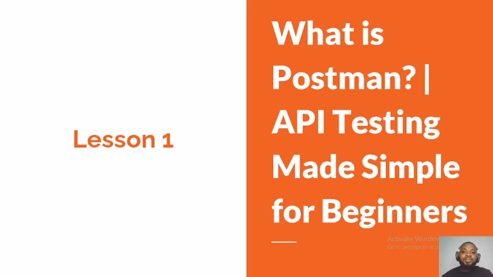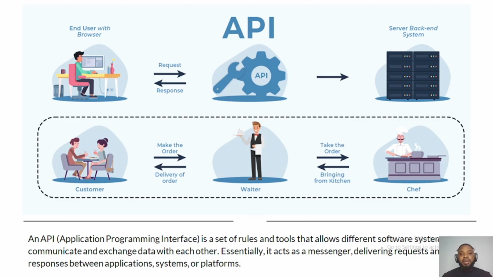Lesson 1. What is Postman? Or perhaps, let's even take a look at what API means, and then we get to dissect it with a layman understanding. An API, which is known as Application Programming Interface, is a set of rules and tools that allows different software systems to communicate and exchange data with each other. Essentially, it acts as a messenger delivering requests and responses between applications, systems, or platforms.